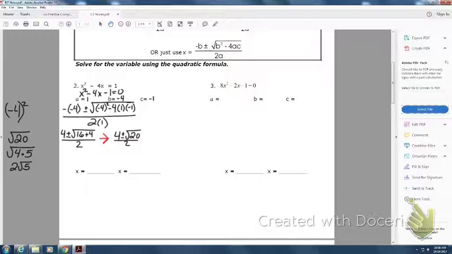and then the next step you'll just go back in and, instead of the square root of 20, we'll now have 2 square roots of 5. So 4 plus or minus 2 square roots of 5, over 2.